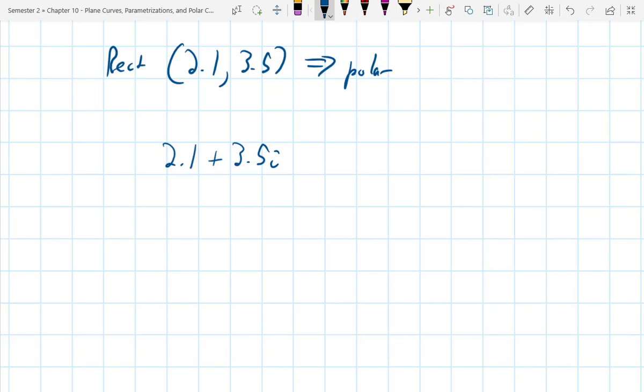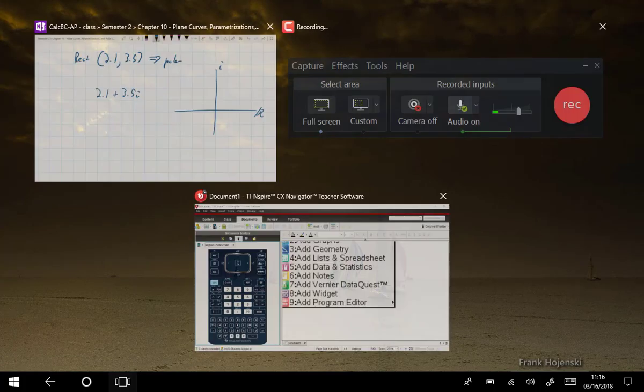That's the rule. Because in our complex number system, this was the real numbers, this was the imaginary numbers. And so 2.1 plus 3.5i, I meant right 2.1, up 3.5. Okay.